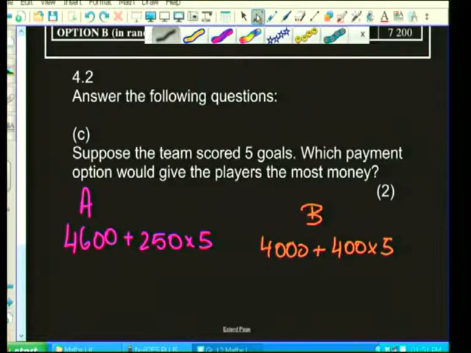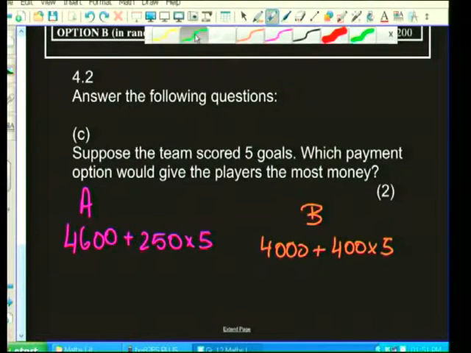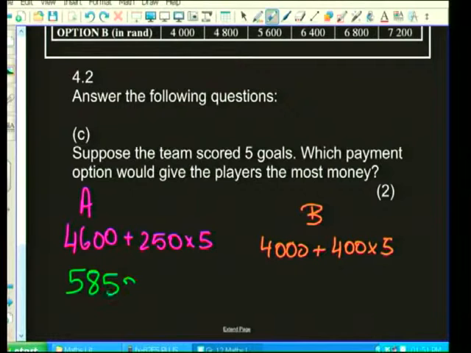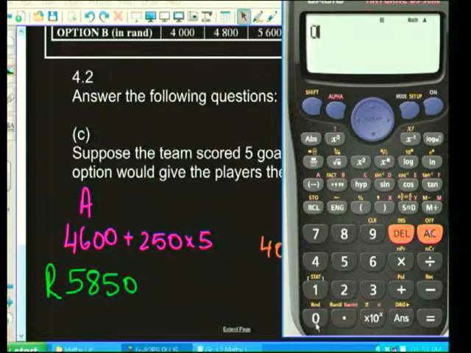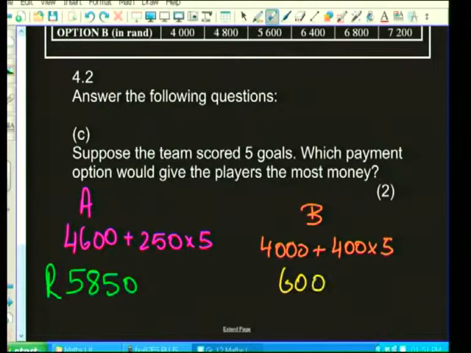And we're going to do both of those calculations. So let's get our calculator out. Let's do the first one. So 4,600 plus 250 times 5. We're getting 5,850. So that's 5,850, and remember that was Rand. And for option B it was 4,000, always check your calculator, plus 400 times 5. In this case, they get 6,000. So option B was 6,000 Rand.